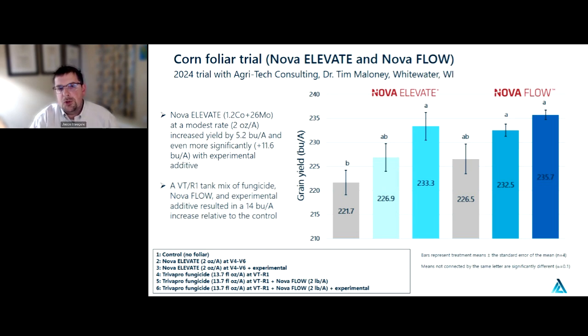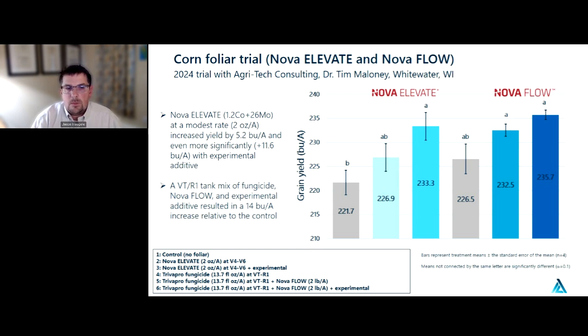So if we consider what's going on in the corn crop at V4, V6, again, the crop is establishing itself. It's setting up a root system. V5 is determining the number of kernel rows around the ear, and also establishing the metabolic machinery and the photosynthetic machinery for continued vegetative growth and developing the yield potential of that crop. And so by applying Nova Elevate, which is high in molybdenum at that time, we're supporting some of those fundamental physiological and growth processes that are occurring at that time.